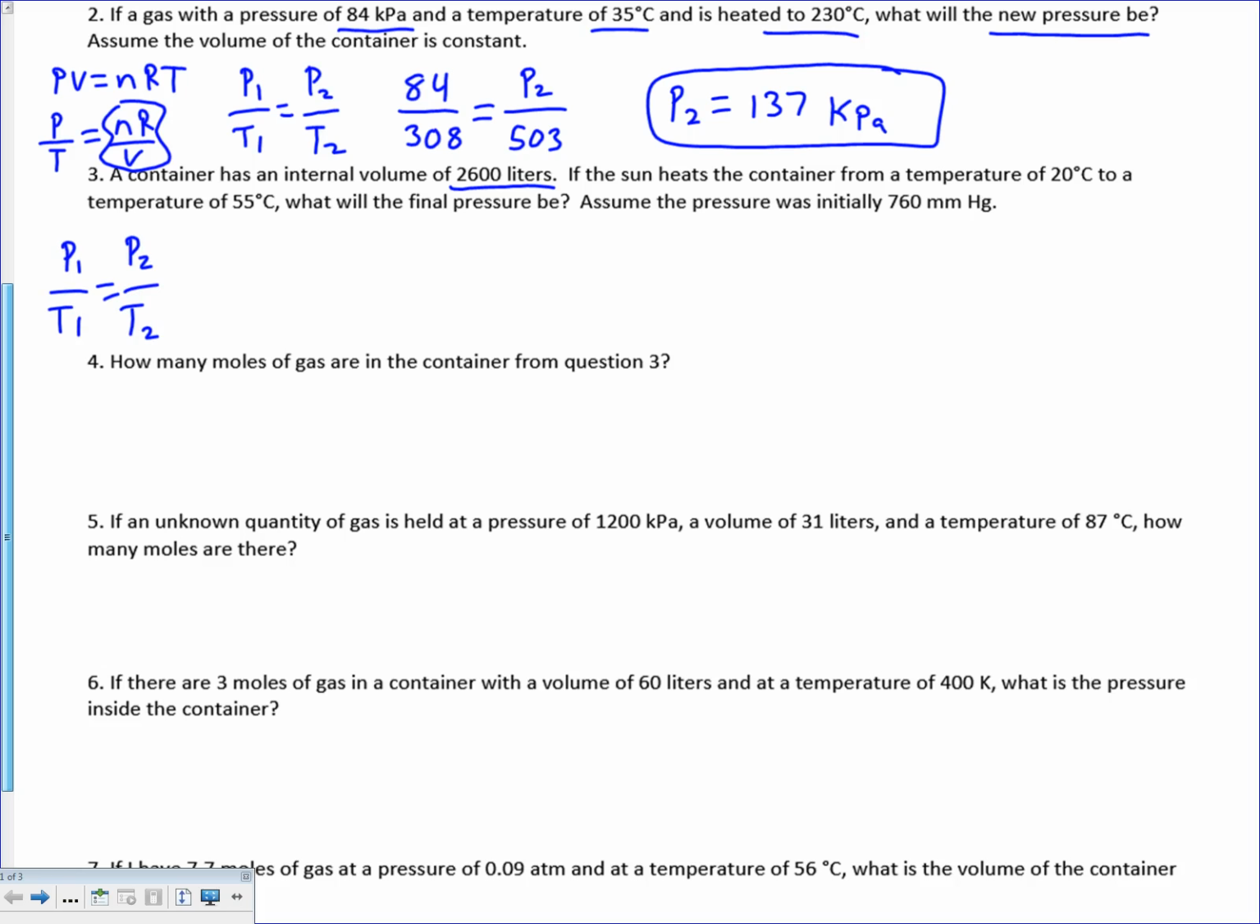So going here, the original pressure is 760 millimeters of mercury. Original temperature, 293 Kelvin. Again, make sure that the temperature is always in Kelvin. Equals the final pressure we're trying to find. Final temperature, 328 Kelvin. Okay. Solve for P2. We get P2 equals 851 millimeters of mercury.